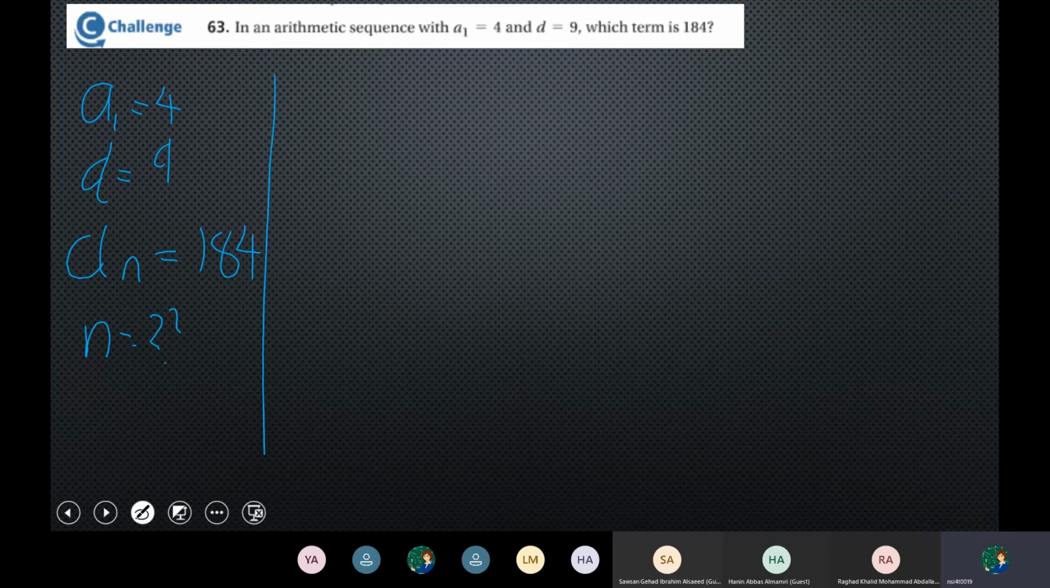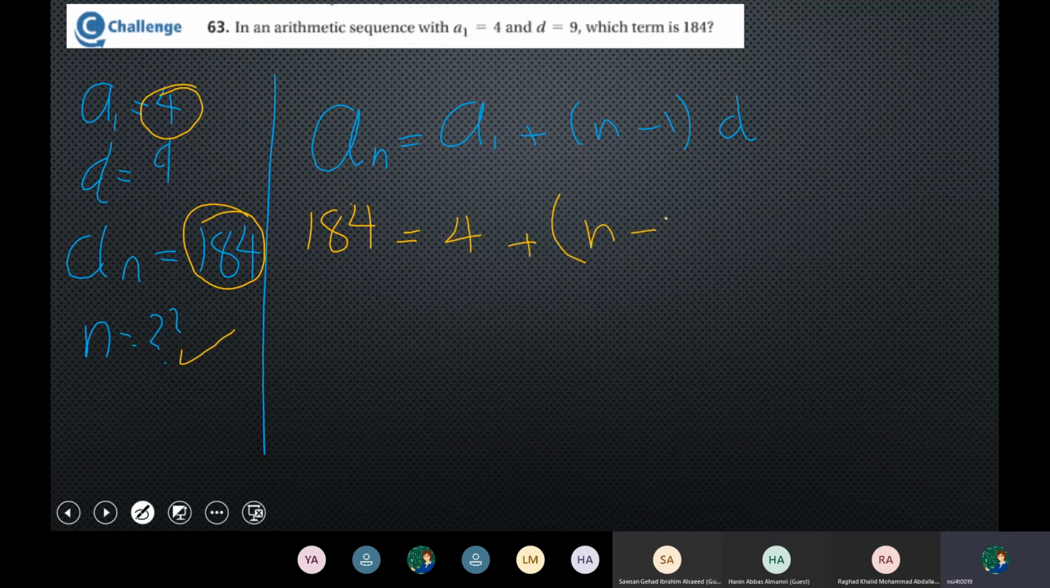My formula now is A sub n equal A sub 1 plus n minus 1 times D. Then A sub n is 184. It's given. A sub 1, it's given. It is 4. And n is unknown. Times the difference, which is 9. It's given. So here I have the difference d. Here I have the first term. I have the last term. I want to find the number of the term.